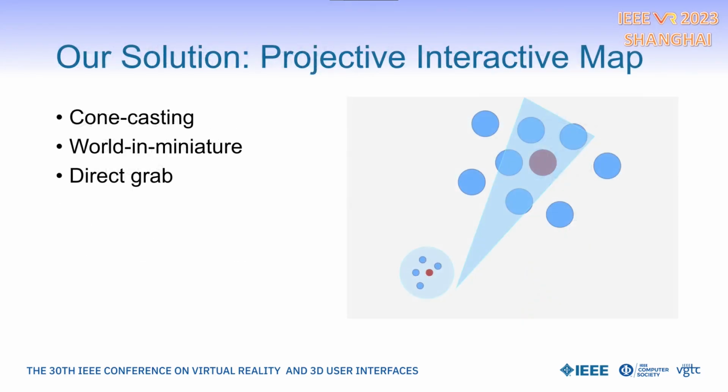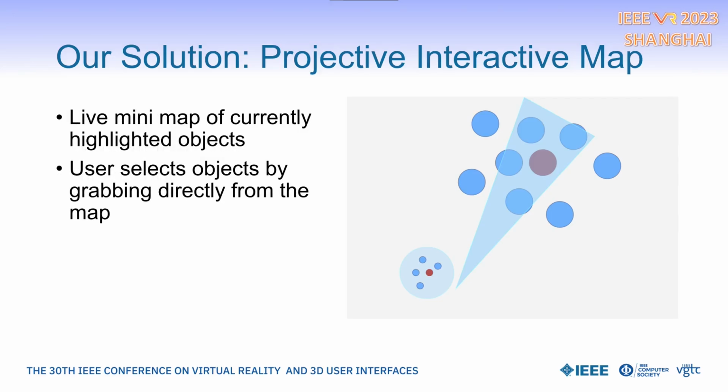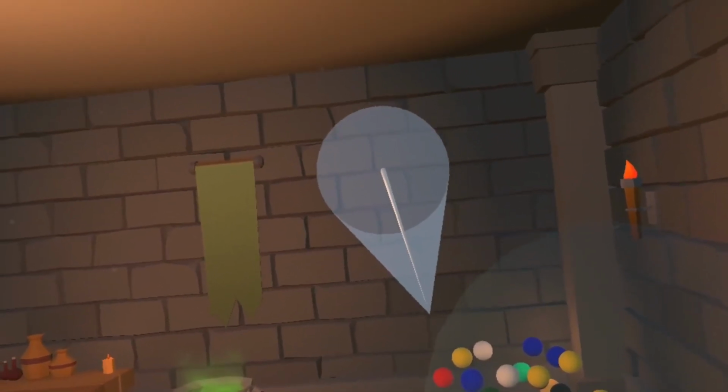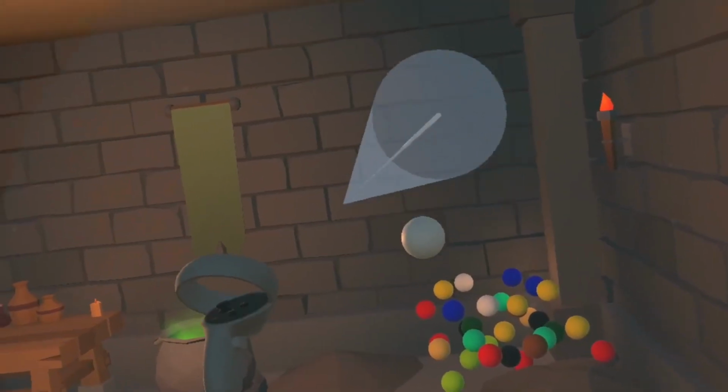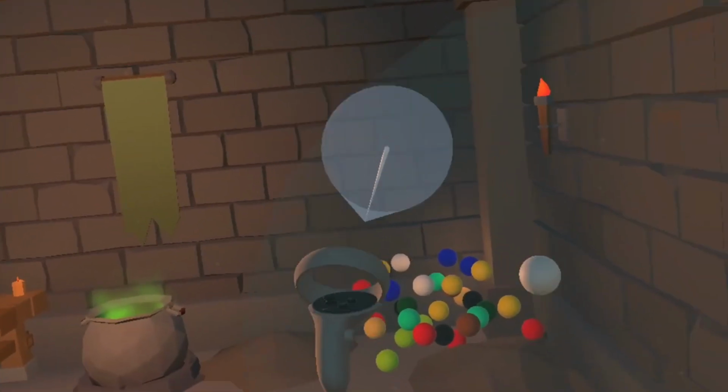In our work, we attempted to improve the selection of occluded objects, and our solution to this problem combines cone casting, world in miniature, and grasping metaphors. It does not modify the original scene in the process and disoccludes the objects in a representation local to the user. We call our approach a projective interactive map. Our technique consists of a highlighting cone that is used to point to a dense area of objects and a transparent shape that provides a live view on the currently highlighted area.